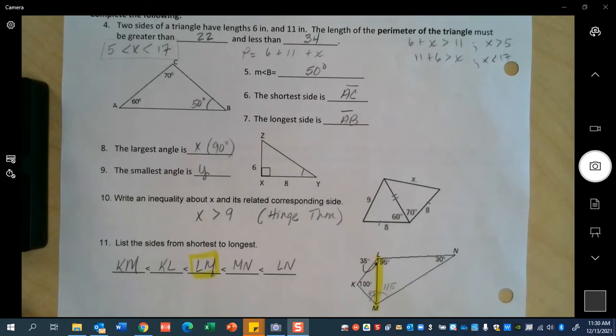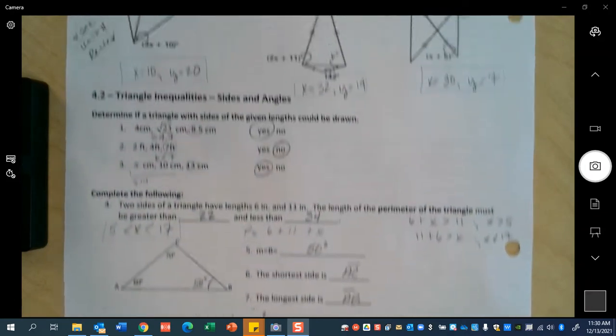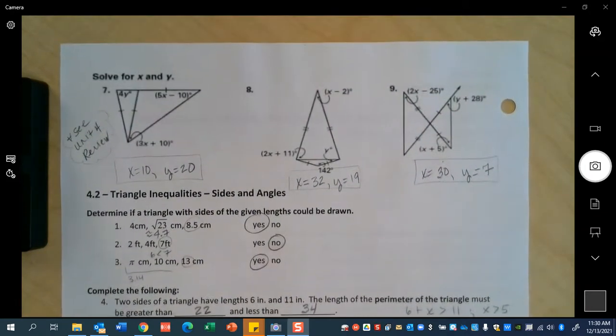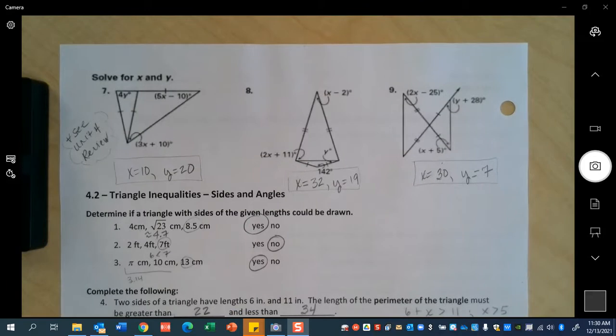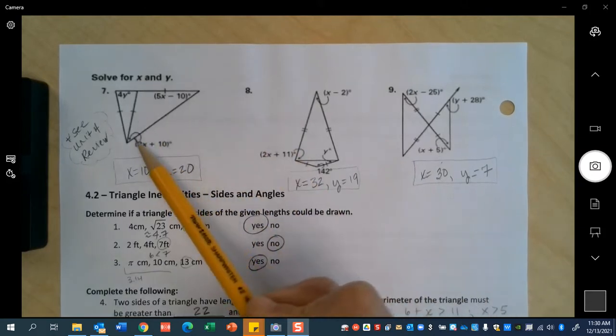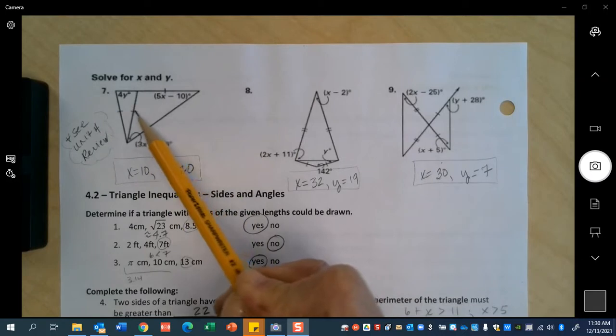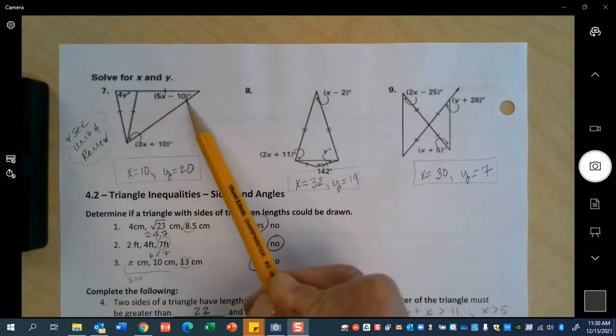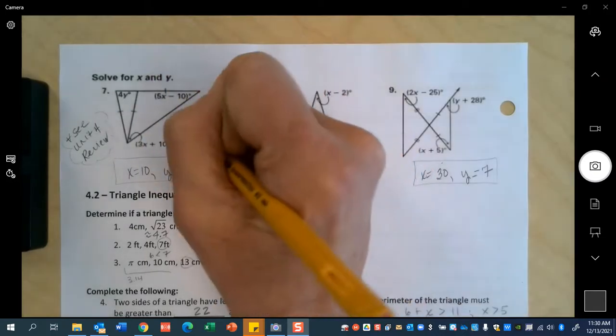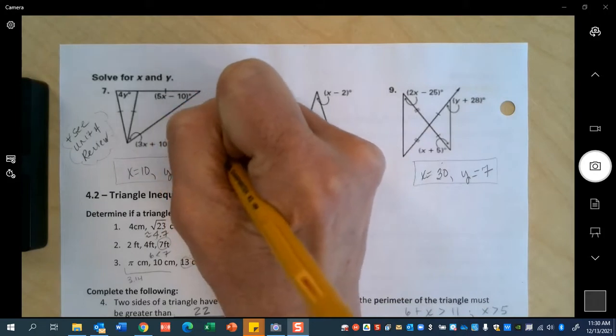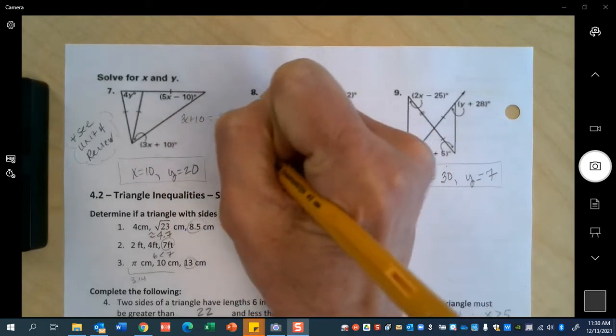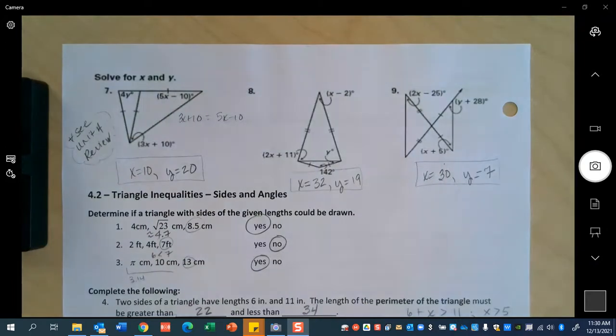Go ahead, Ethan. I had a question for number 7 and 8. I was confused on how to do that for the solve x and y. I just didn't know how to, like, the setting up the equation is always difficult for me. Right, so for this equation, the first thing I'm going to do is set these two equal to each other because it's isosceles and the angles are the same measure. Okay. So my first equation is going to be 3x plus 10 is equal to 5x minus 10, and that's how I'm going to go ahead and get my value for x.